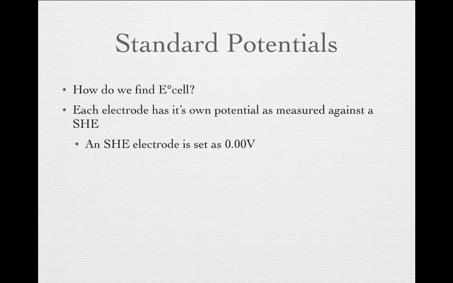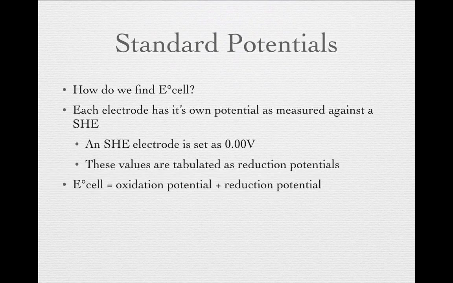Now some electrodes will be higher than the standard hydrogen electrode. They'll have a higher reduction potential, and so those will be positive voltages in our table, and some of our half cells will have a lower reduction potential than hydrogen, and those will have a negative potential compared to hydrogen. And so we tabulate these values again as reduction potentials, and we write all of our reactions as reduction reactions.